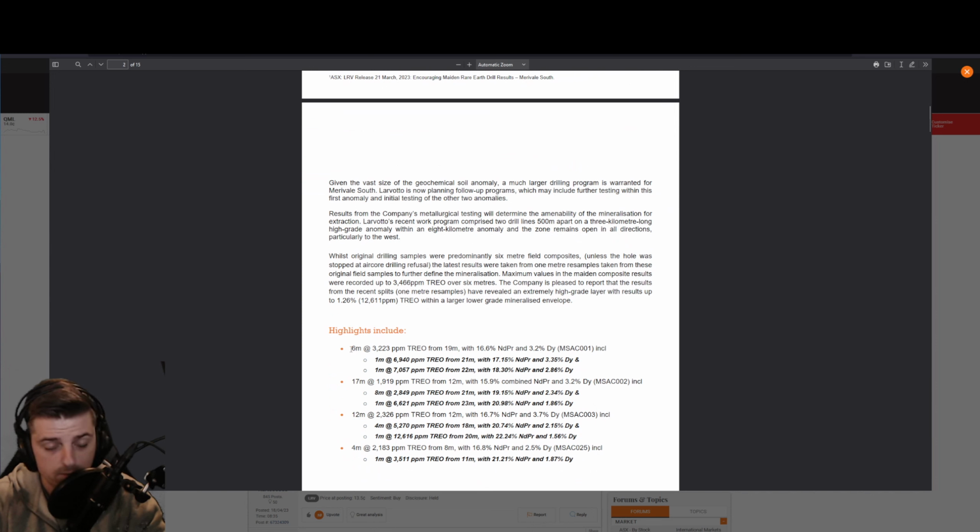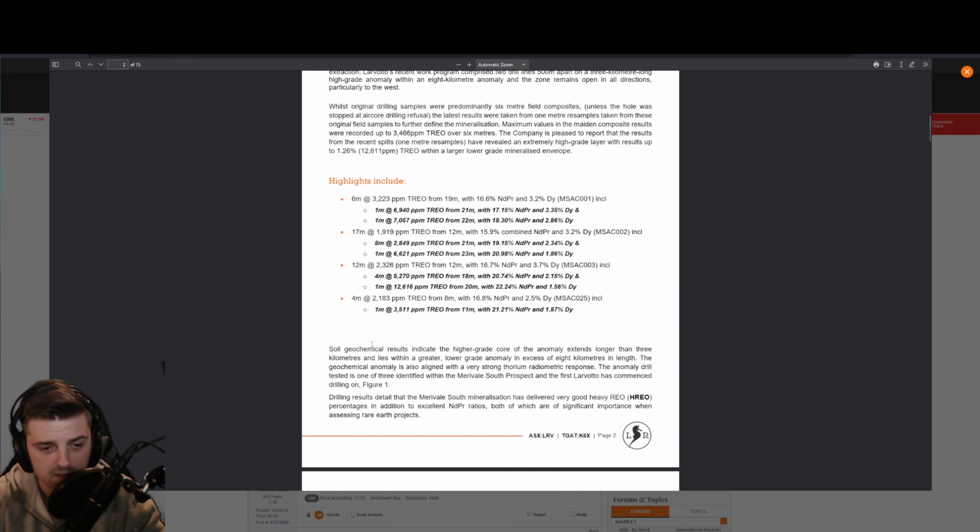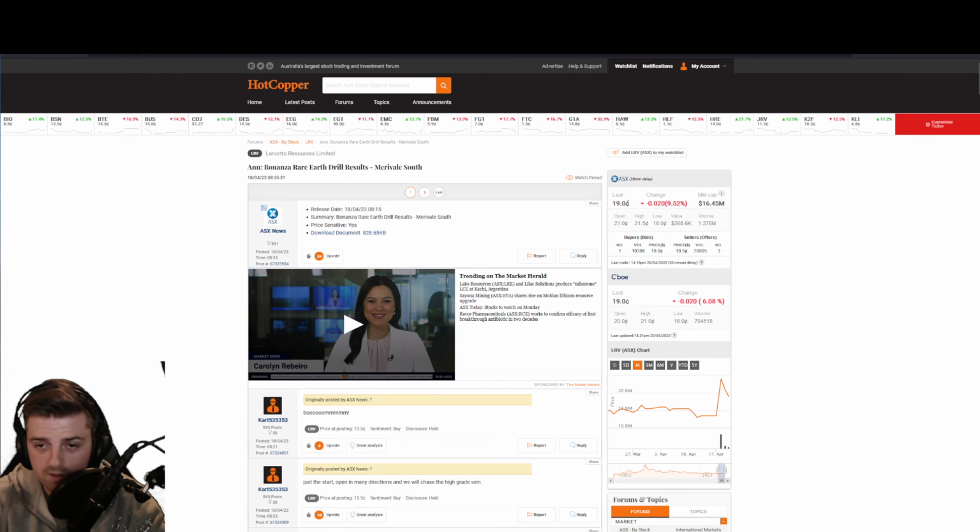Okay, so this actually wasn't too bad. 6 meters at 3,000 ppm, 17 meters at 2,000 ppm almost. So these are okay. Right? These are okay hits. We end up with 19 cents at 16 mil market cap.